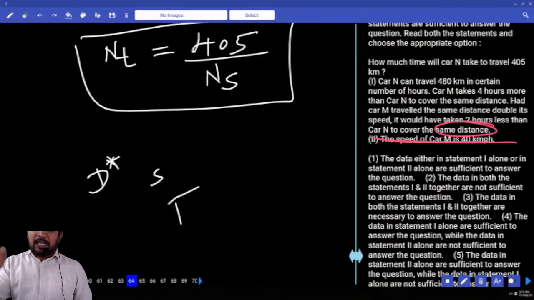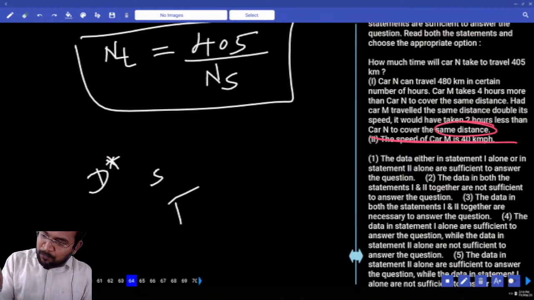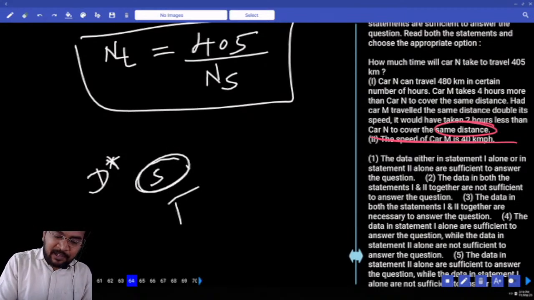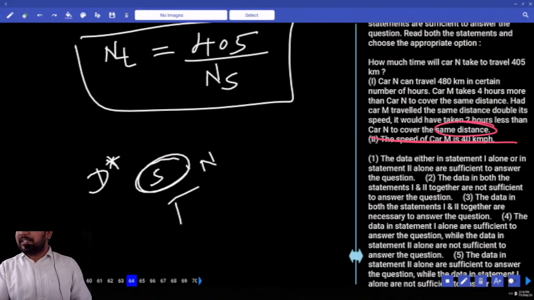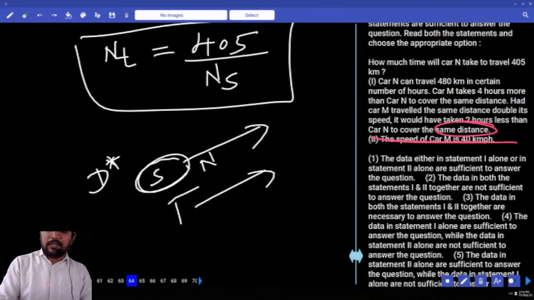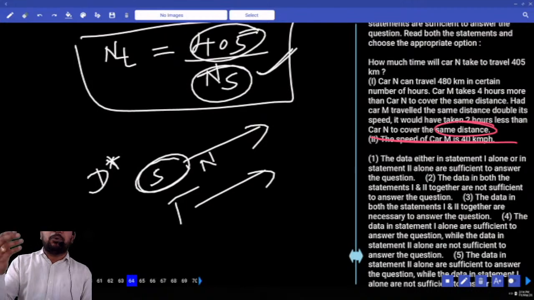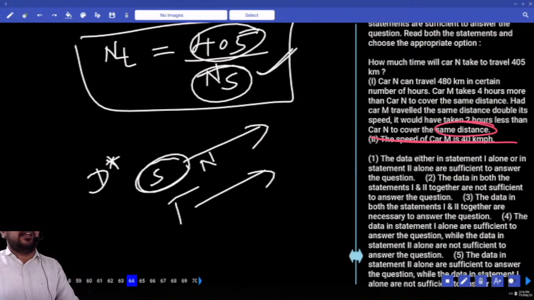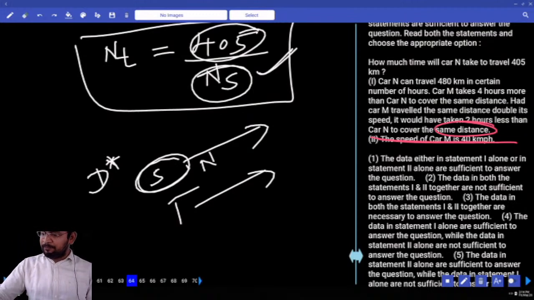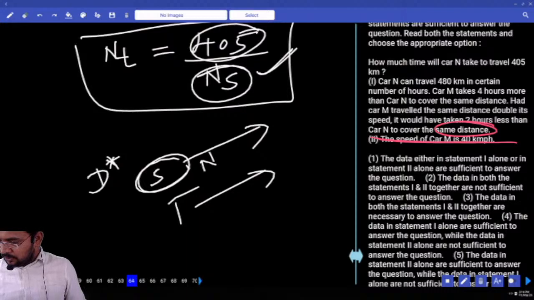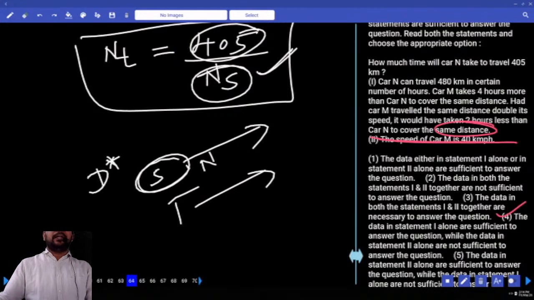So definitely by using the first statement alone we are going to find out the speed of n. Are you clear? Because the distance is constant. They have given about n, they are talking about n, and they have given about m. If you go for the ratios, then we will get the speed of n. Once we know the speed of n, we have to find out in how many hours we travel 405 kilometers. So only the first statement alone is sufficient. Where is it? Where is the first statement alone? Fourth one. Only the first statement alone.